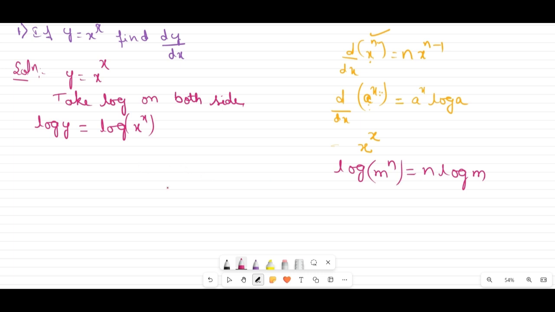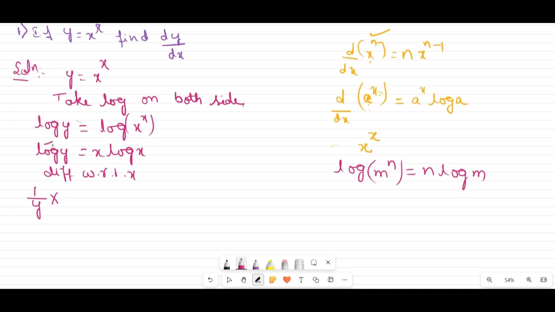For the right hand side term, I am applying the property log of m power n. So it can be written as x log x. Log y is equal to x log x. Now I will differentiate this with respect to x. Log y derivative is 1 by y, into dy by dx, applying the chain rule properly.